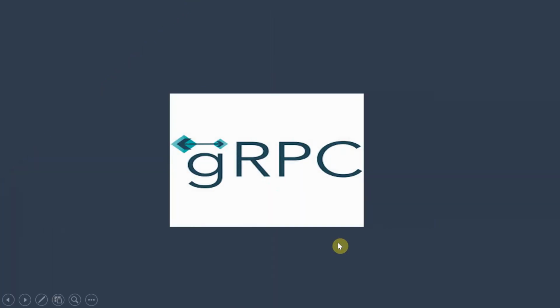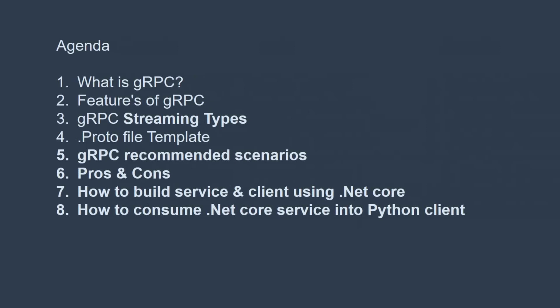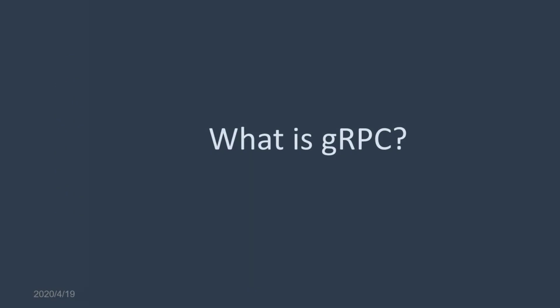Today I am going to explain about gRPC. My agenda is: what is gRPC, the features of gRPC, how many streaming types there are in gRPC, how the protobuf file template format works in gRPC, in which cases we are going to use gRPC, and what are the pros and cons of gRPC. Then we will build a gRPC service using .NET Core, and consume that .NET Core service within a Python client. So what is gRPC?